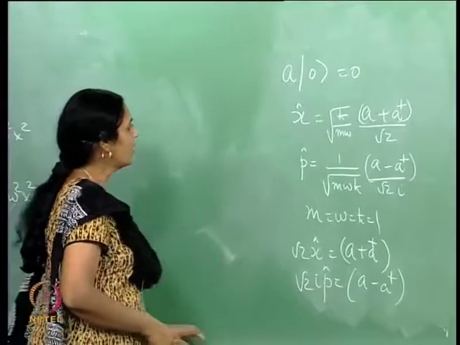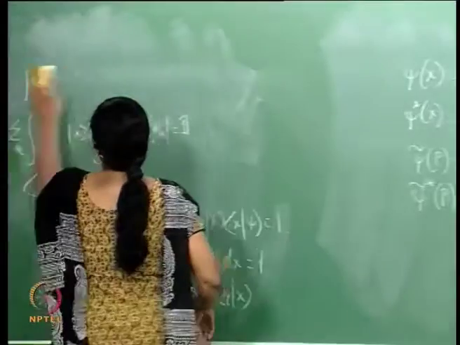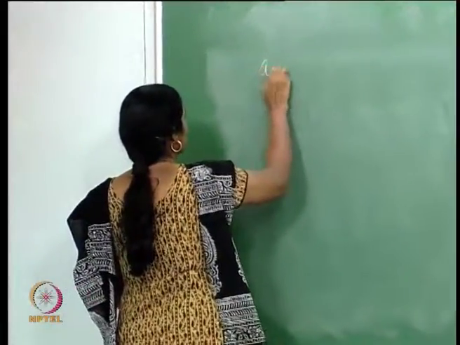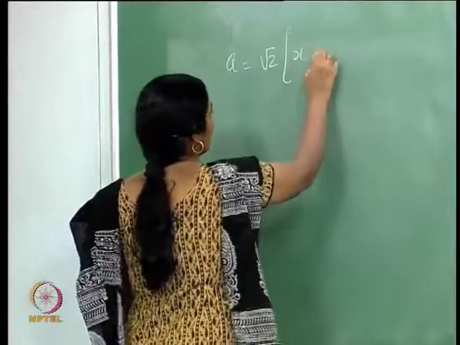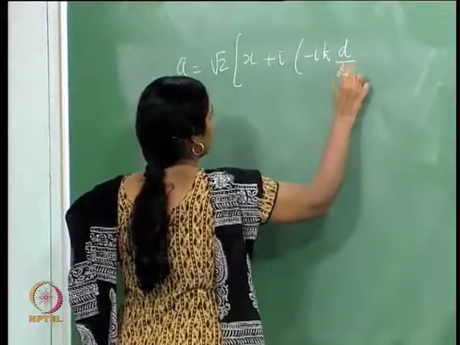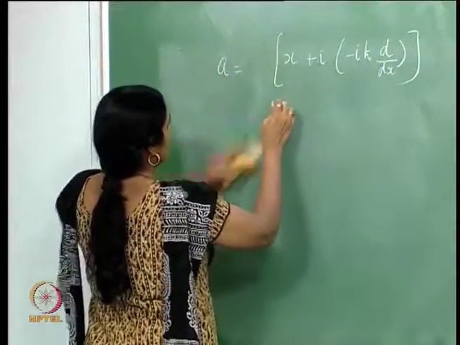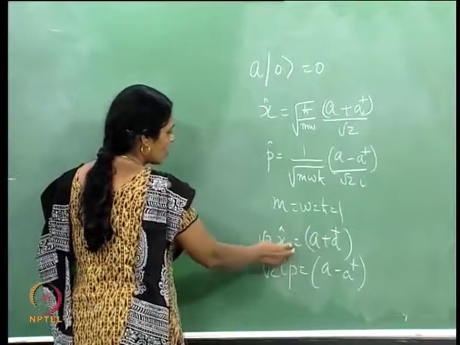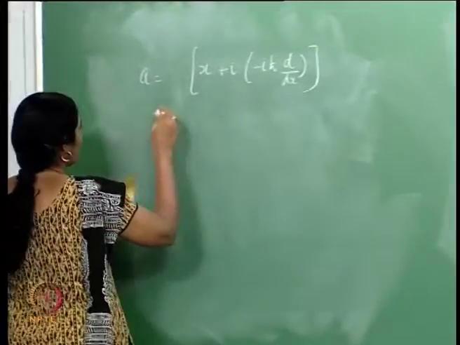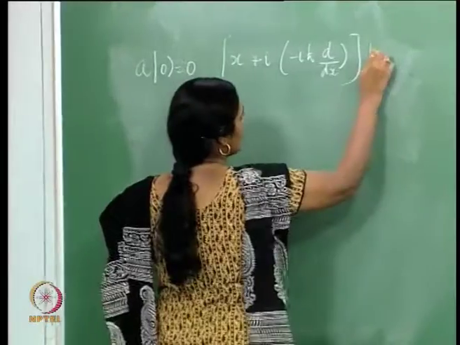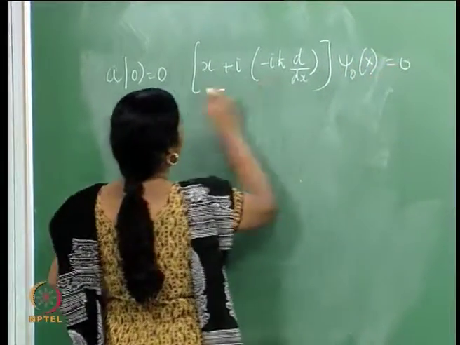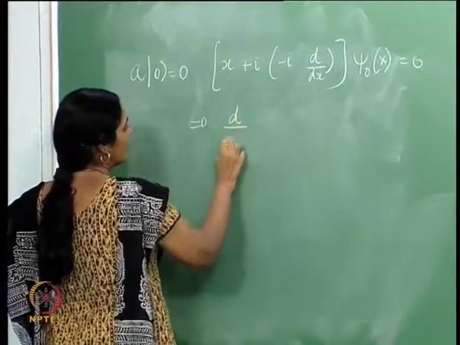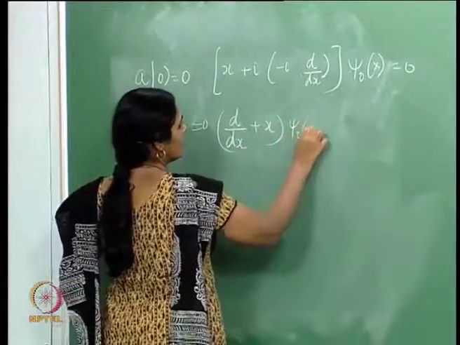And the equation for the ground state, a on ket 0 is 0, simply translates to the following. A itself is root 2 times x plus i times minus i h cross d by dx. It is just x plus minus i h cross d by dx, because a was root 2 times this, give or take a half. And a on ket 0 equals 0 turns out to be psi 0 of x acted upon by this operator is 0. That implies, and I have set h cross equals 1, that d by dx plus x acting on psi 0 of x equals 0.